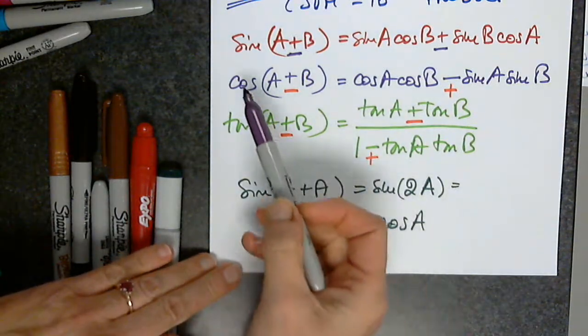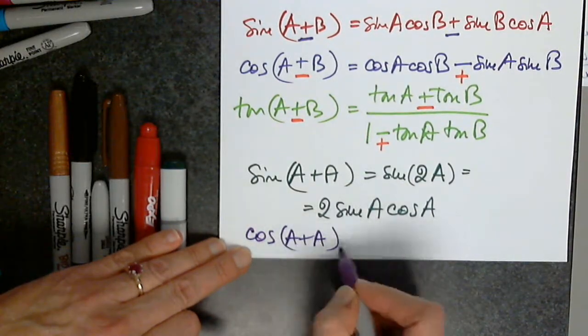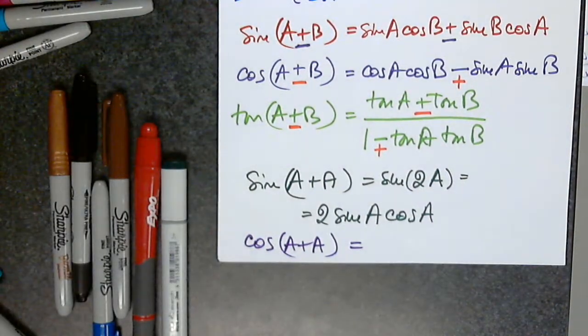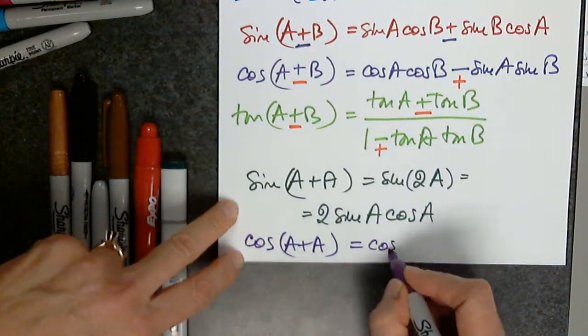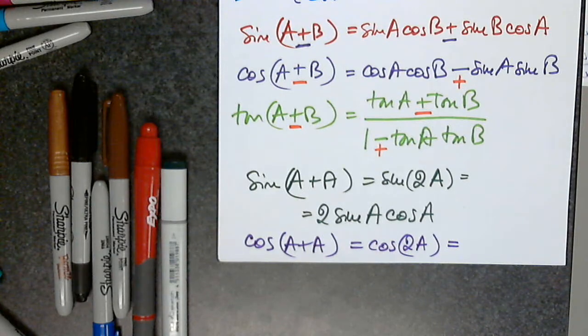Okay, so now for cosine. Cosine (A plus A), can anyone give us the formula, please? Which is, of course, cosine of twice A. And tell me what you get.